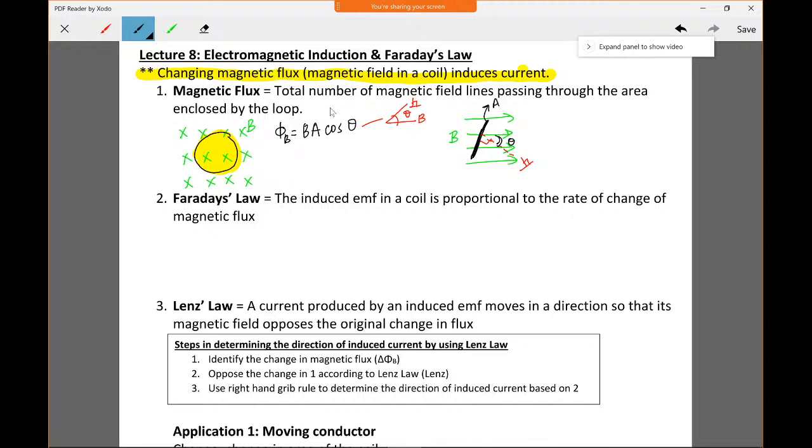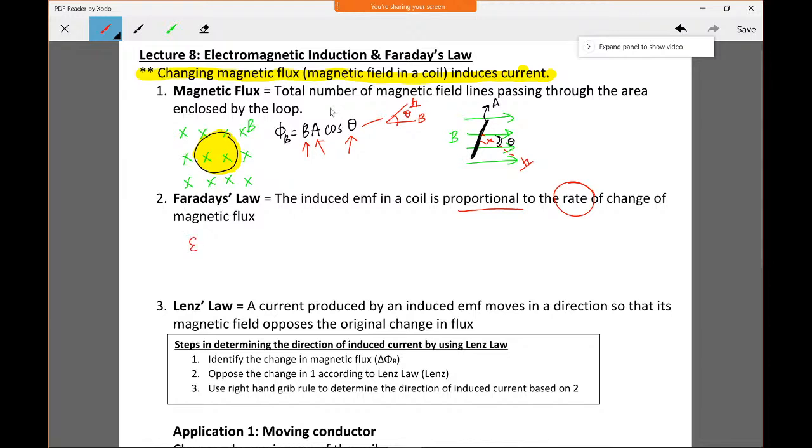Whenever there is a change in this magnetic flux, it can be either a change in your magnetic field, or a change in the size of your coil, or even the orientation of the coil. As long as there is a change in any of these three, there will be a change in magnetic flux. When there is a change in magnetic flux, you get your induced current, right? The second item, which is the main dish of this topic, is Faraday's law. Faraday mentions that the induced EMF in a coil is directly proportional to what? To the rate of change of magnetic flux.